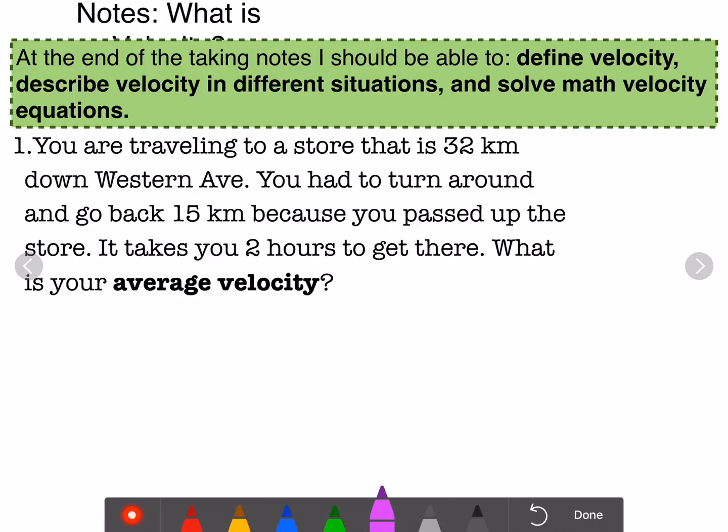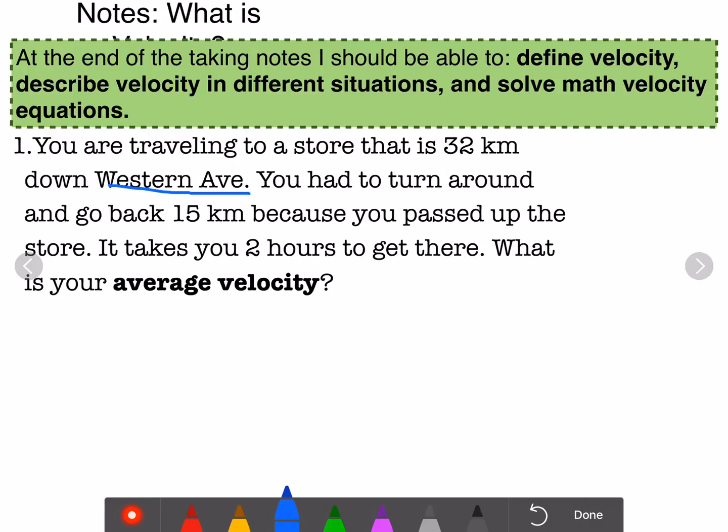Now, just a key thing is that Western Avenue in Chicago, Western Avenue right here, is the longest avenue in the whole entire United States. It is 32 kilometers long, and let's just say, read through the problem, you're traveling to a store that is 32 kilometers down Western Avenue. So you went all the way south to all the way north.